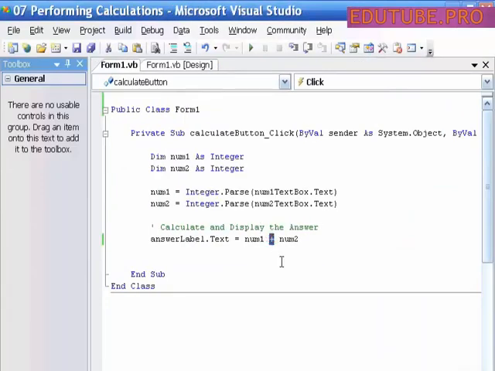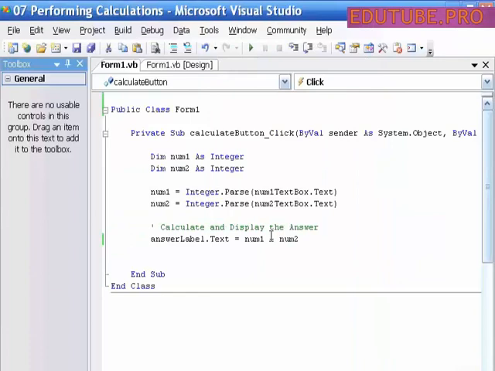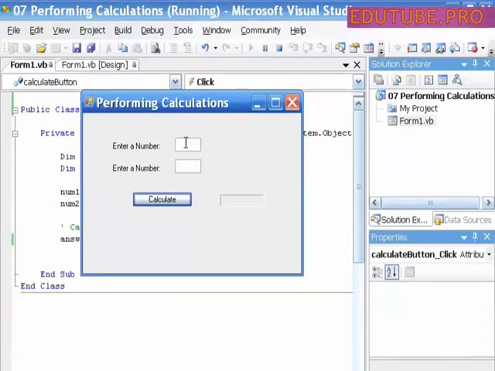If we change the plus symbol to a minus symbol and run the program and enter 20 and 6 and calculate, it yields the answer of 14, which is 20 minus 6. Changing the minus symbol to an asterisk, which is the multiplication symbol, we can then perform a calculation such as 7 times 5, which yields the answer of 35.